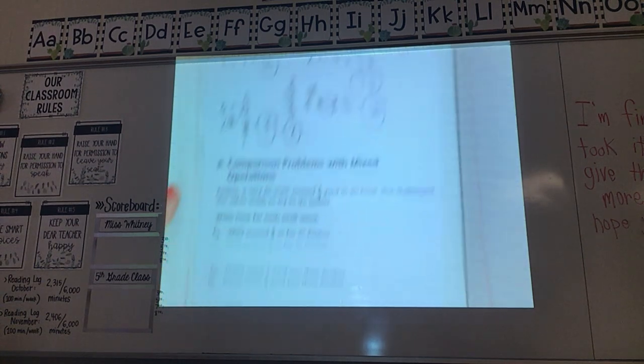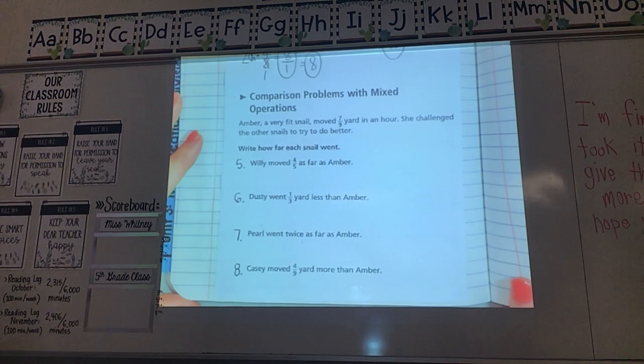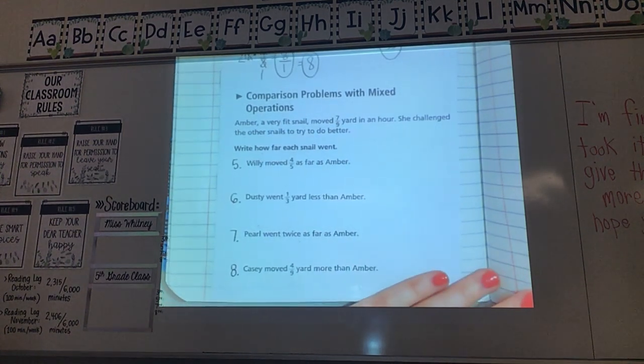All right, let's go down and do some word problems. Remember, our options are going to be add, subtract, or multiply. We cannot divide because we don't know how to divide yet.